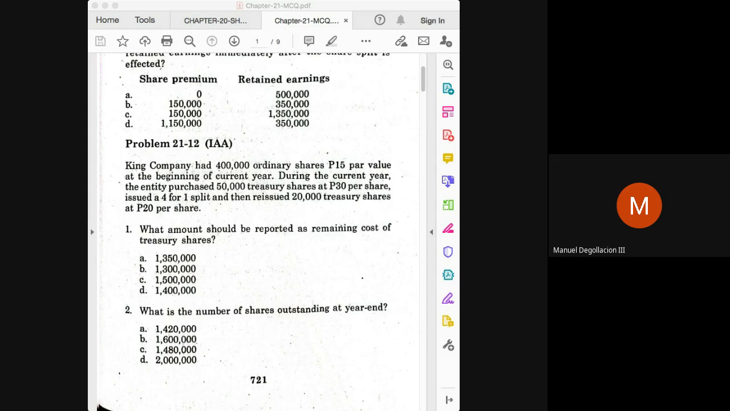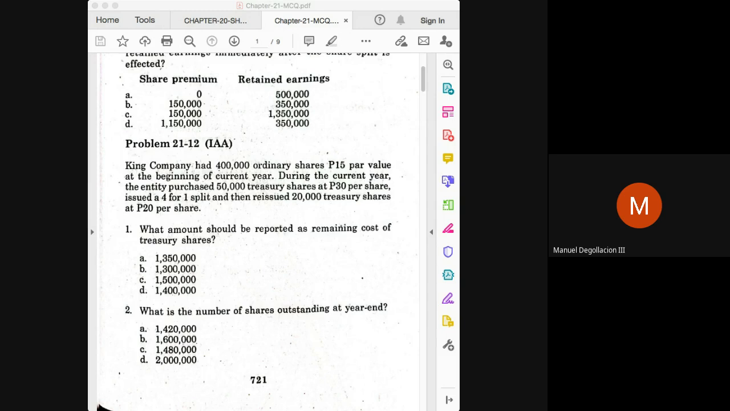Very important. Now, what amount should be reported as remaining cost of treasury shares? We begin with determining the initial cost of the treasury shares. And as a rule, treasury shares should be recorded at cost. Okay? Treasury shares should be recorded at cost. How much did you pay to reacquire your previously issued shares? Okay, and the problem states here that the entity purchased 50,000 treasury shares at 30 per share. Okay? And then you simply multiply 50 by 30. You would get 1,500,000. The 1,500,000 is the value of your 50,000 treasury shares.